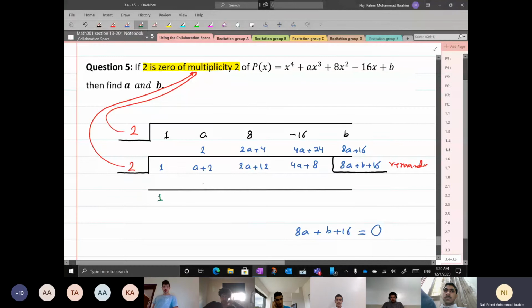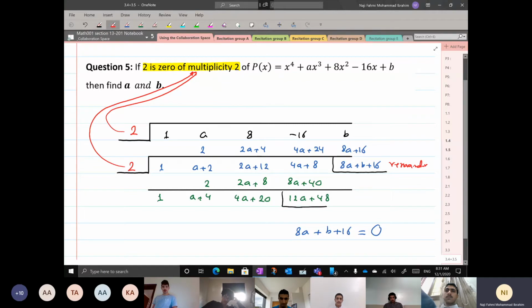Put 1 down. 1 times 2 is 2. We have A plus 4. Multiply by 2. What do we get? 2A plus 8. So we have 4A plus 20. Multiply by 2. We have what? 8A plus 40. Then 12A plus 48. This is our next remainder, the other remainder.